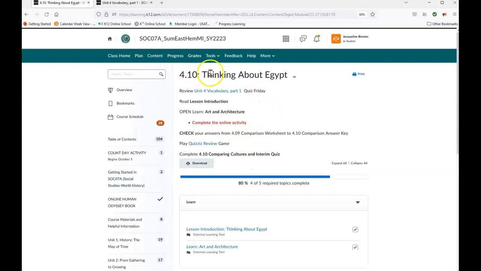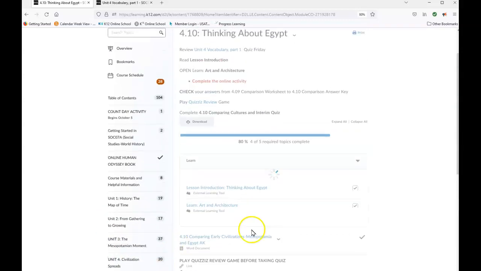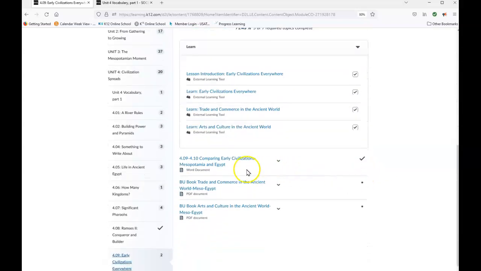Okay, so we're in content now. So here's those directions. We just read through that lesson introduction. Yesterday's lesson was 4.09, Early Civilizations Everywhere. We can click on that real quick. If you remember from this lesson, there were two ebooks, Trade and Commerce and Arts and Culture, and then a worksheet that I wanted you to fill in. Okay, there's the worksheet right there.